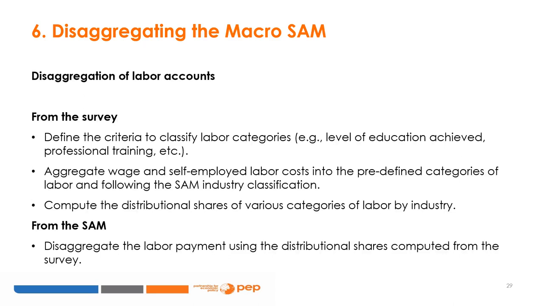Disaggregation of the labor accounts. 1. From the survey. Define the criteria to classify labor categories, for example, level of education achieved, professional training, etc. Aggregate wage and self-employed labor costs into the predefined categories of labor in the SAM industry classification. Compute the distributional shares of various categories of labor by industry. 2. From the SAM. Disaggregate the labor payment using the distributional shares computed from the survey.